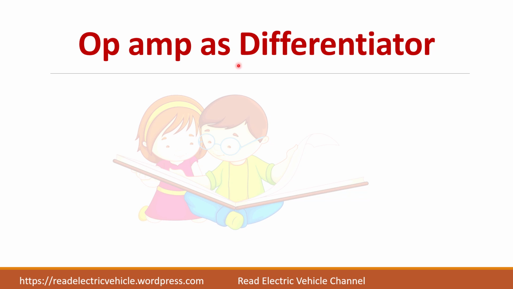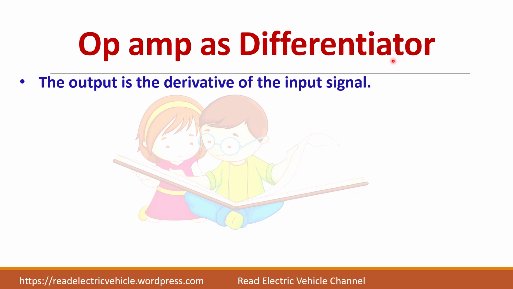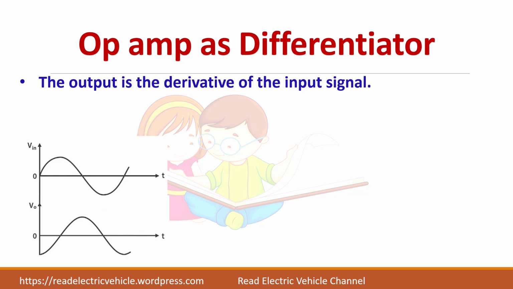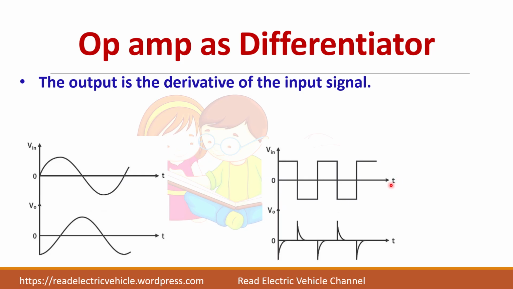Let us see the function of an op-amp as a differentiator. First, the output of the differentiator will be the derivative of the input signal. For example, if I give a sine waveform, the output should be a cos waveform. If I give a square waveform like this as the input signal, the output will be something like this.